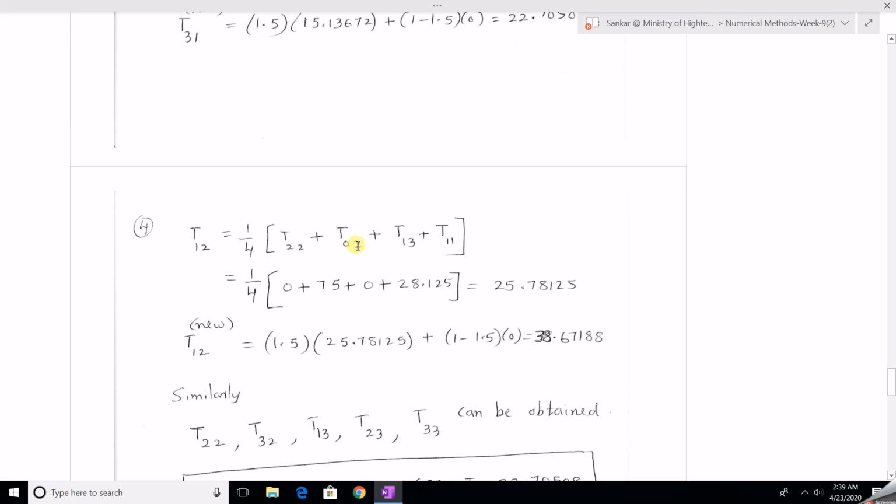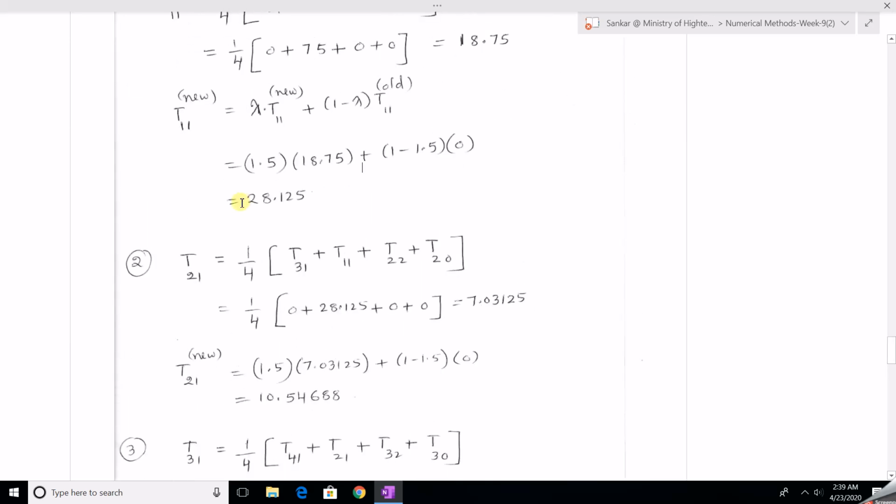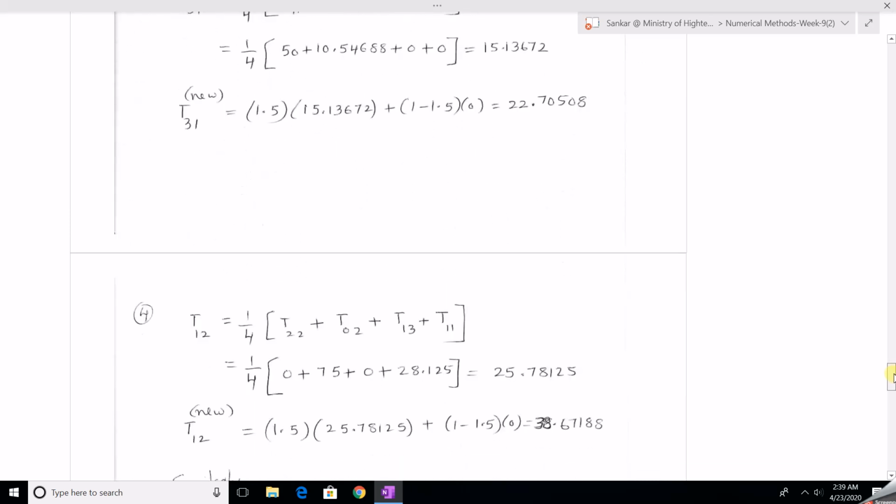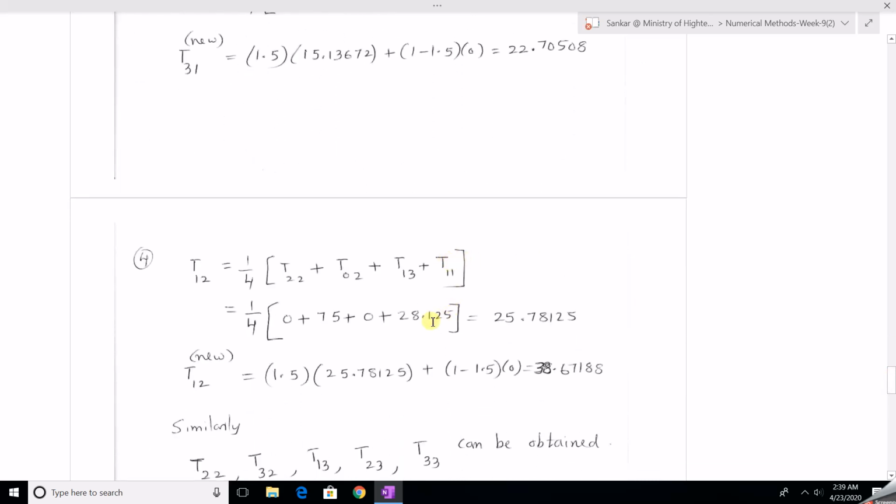So T22 is 0 and T02 is the left edge which is at 75 degrees, plus T13 is the above point which is 0, and T11 just now we got, which is 28.125. We keep that value T11 here. If we simplify this, we'll be getting 25.78125. Again, we use the over relaxation formula.